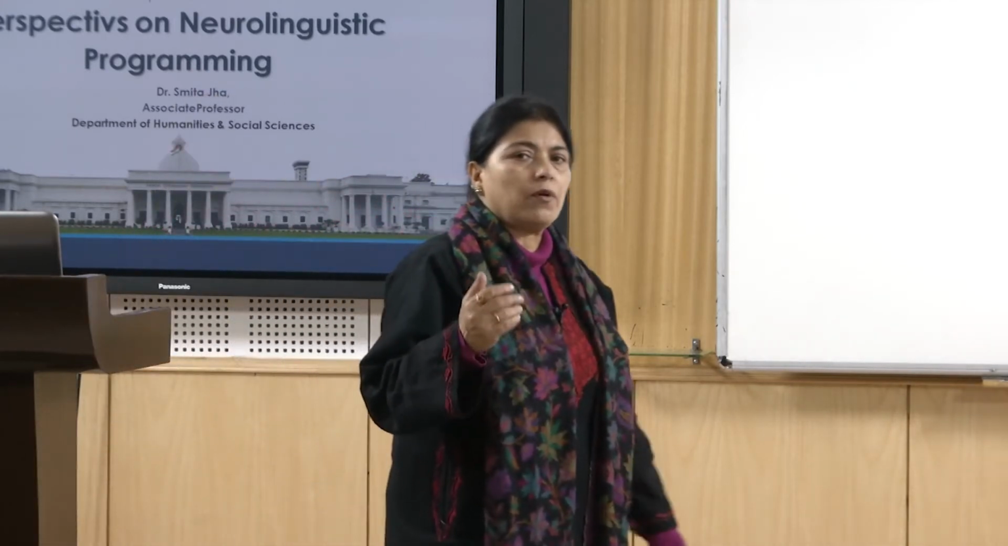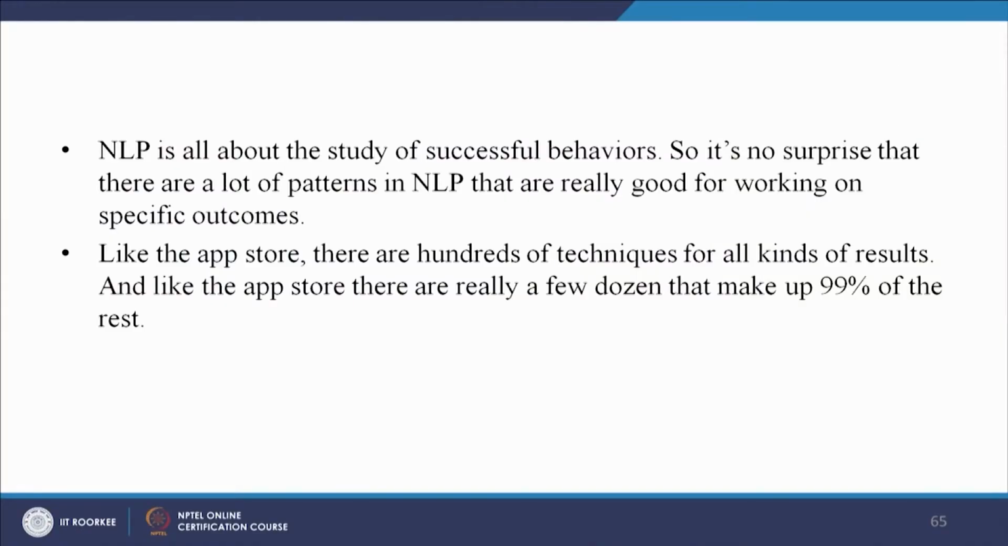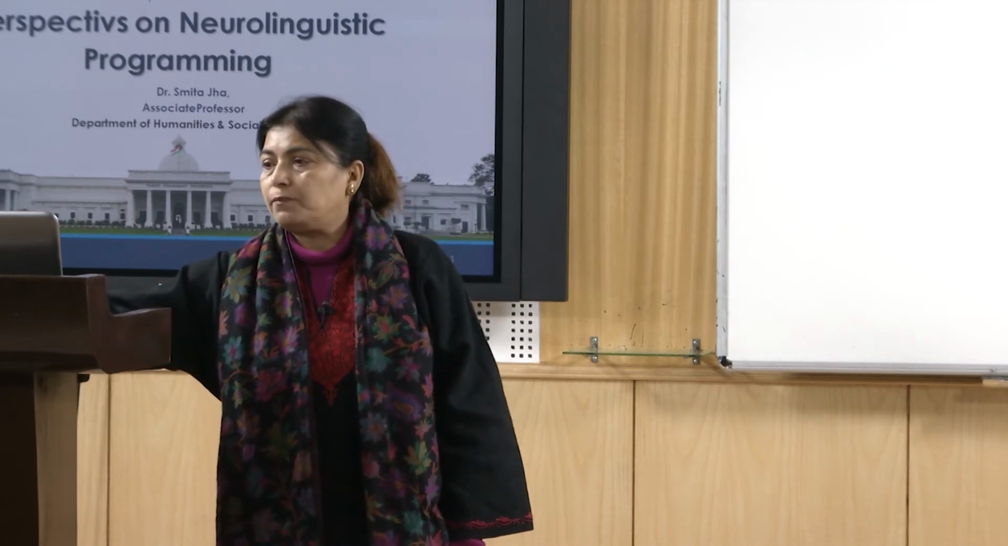Neuro-linguistic programming is all about the study of successful behaviors. So it is no surprise that there are a lot of patterns in NLP that are really good for working on specific outcomes. Outcome is very important. Like the App Store, we have a number of apps in our mobile, and as per our need, we download the app. Similarly, like the App Store, there are hundreds of techniques for all kinds of results. And like the App Store, there are really a few dozen that make up 99% of the rest.